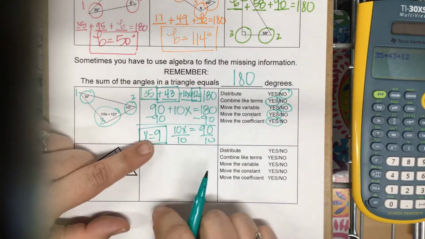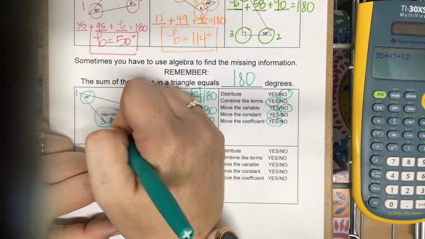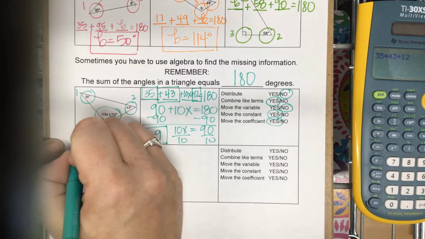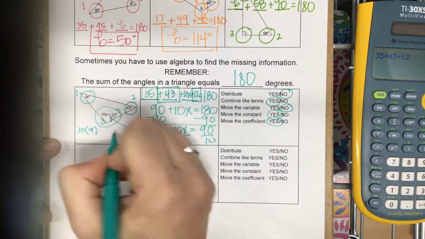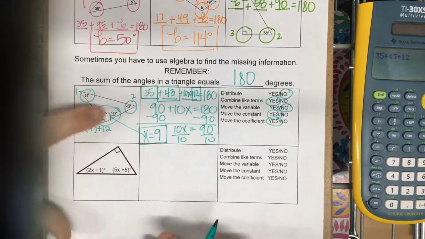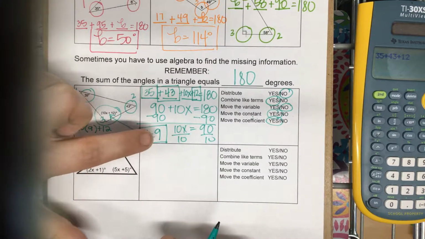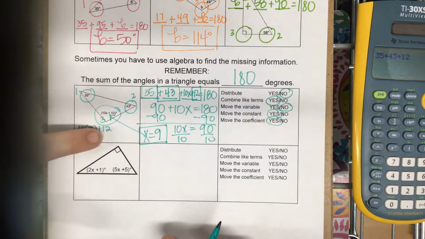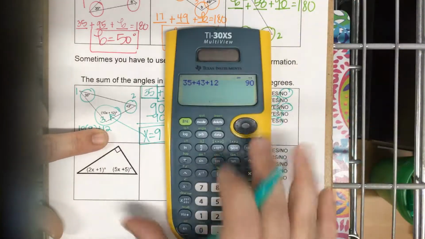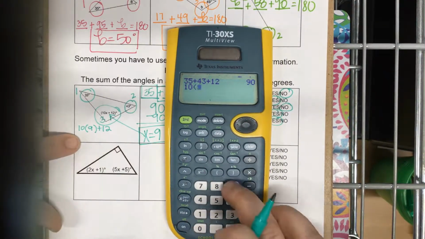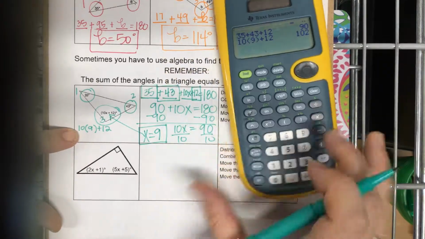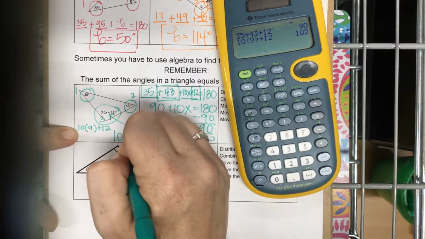That's half of our problem. The other half is figuring out what this angle measurement is. I would do 10 times 9 plus 12 to find this angle. I know that x is 9, but that angle is not 9. That angle is 10x plus 12. So 10 times 9 is 90 plus 12. You could use your calculator this whole time too. If I type 10 times 9 plus 12 straight in, I get 102 degrees.